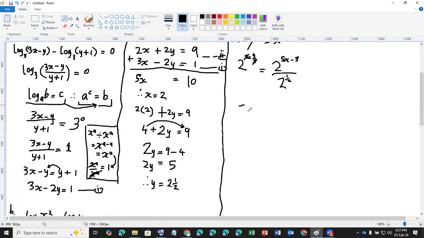So we're left with 2 raised to the power of 4 equals 2. What do you think will happen on this right hand side? This is division, right? Yes, sir. Whenever we have division, the powers will subtract. So that's going to be 2 raised to the power of 5x minus, division, 1 half.